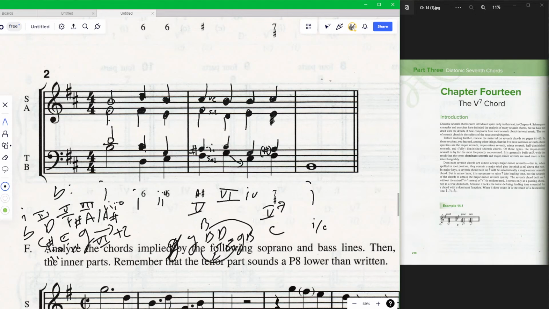Now that's the 7th. So I have Sol, Ti, Re, Fa. Root, 3rd, 5th, 7th. The root has already moved for us. The bass has already moved. 7th. What do 7ths do? They move down a step. That's an E, right? So that's going to go down to D. Ti goes to Do. Re goes to Do. What happens when we have that? We end up with an incomplete triad, don't we? Yes. Root, root, root, 3rd.